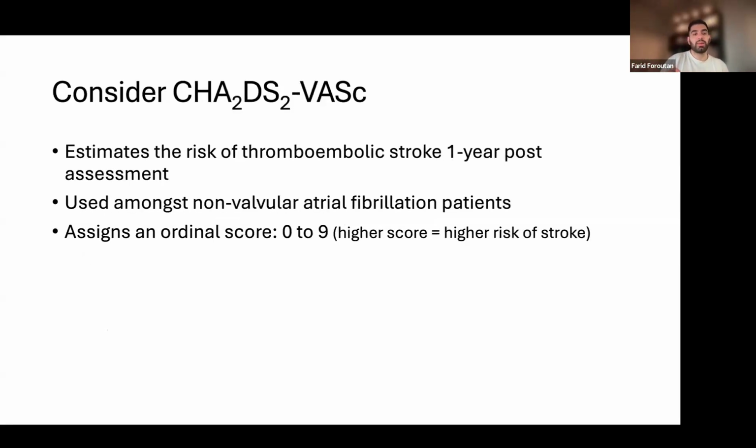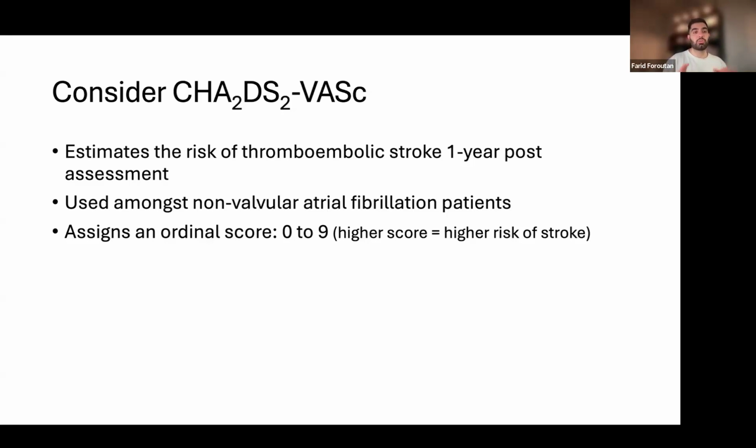Now, the best way to understand what these discrimination statistics are doing is to consider an example. The one that we tend to go to, and maybe if you're involved in clinical practice you may have come across, is CHADS-VASc. CHADS-VASc is a model that is used to estimate the risk of thromboembolic strokes 1 year after you do the assessment on the patient. It's mostly used amongst individuals who have non-valvular atrial fibrillation.